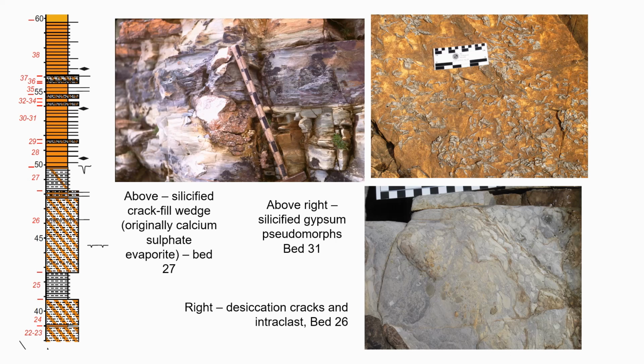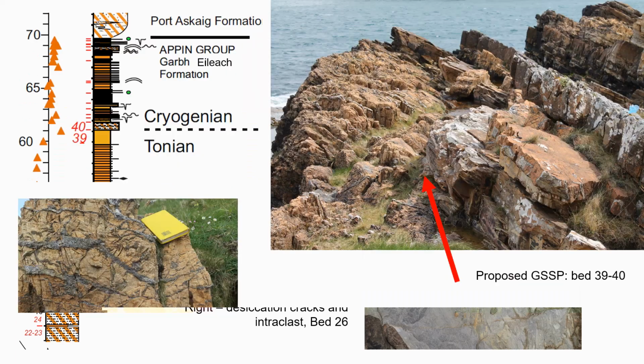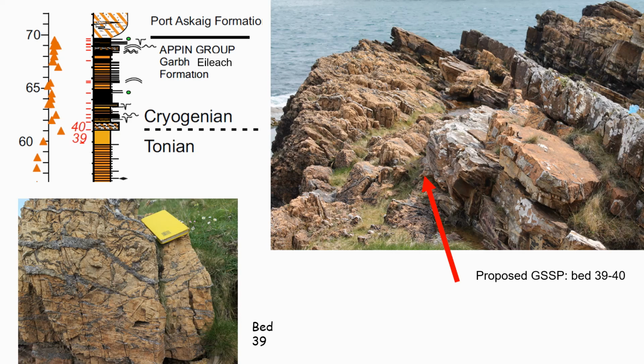From bed 28 upwards, the base lithology is dolomite with distinct sandy horizons. These are broadly tidal flat facies. Bed 39 is a slightly paler weathering dolomite, that is less ferroan than the beds above and below, and it's overlain by a dolomitic siltstone, which is bed 40. As you can see from the carbon isotope plot in the upper left, this is where the crossover from negative to positive carbon isotope values occurs, and so is the proposed position of the GSSP between the Tonian and the Cryogenian.